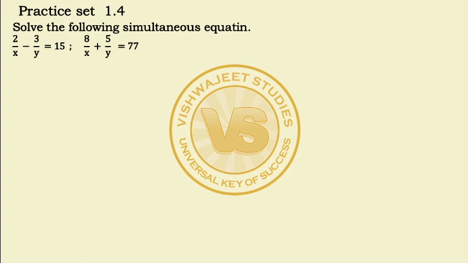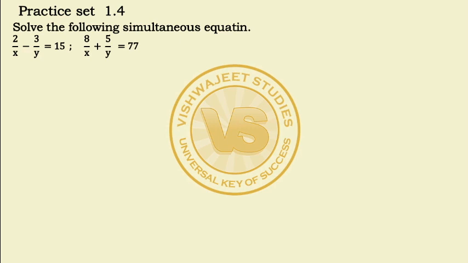If you observe these two equations, we will observe that the denominator of the first term of both equations, that is equation number 1 and equation number 2, is the same, and the denominator of the second term of both equations is also the same, that is y. We are using this same denominator for making this equation reducible into a linear equation.